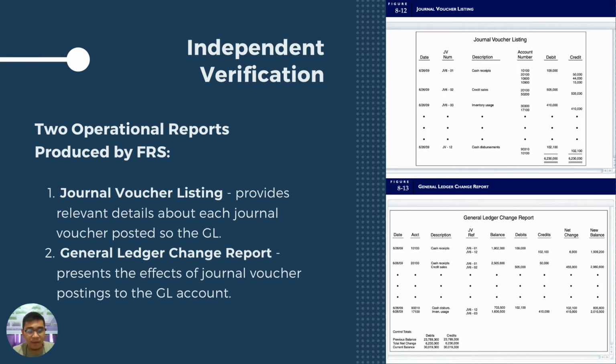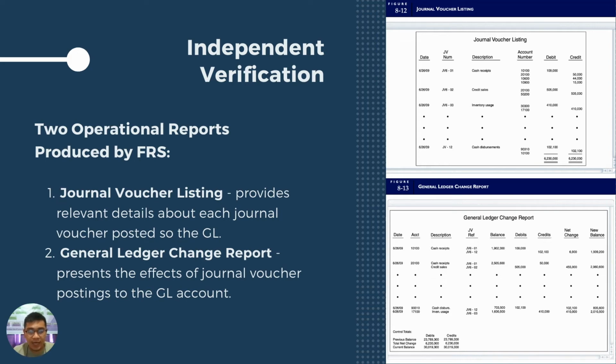Number one, let's talk about the journal voucher listing. This provides relevant details about each journal voucher posted to the general ledger. And the second one, the general ledger change report, presents the effect of journal voucher posting to the general ledger accounts.